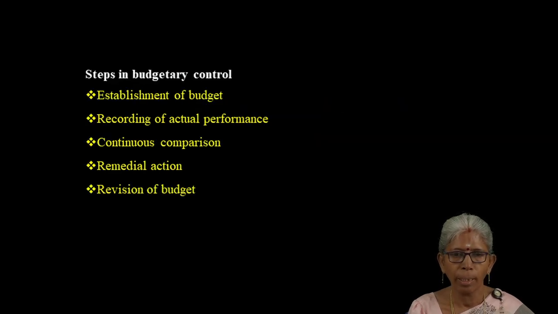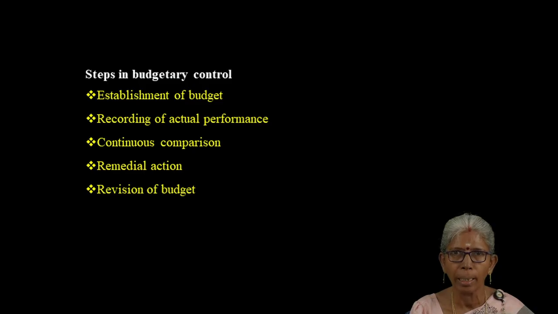Now we are seeing the steps in budgetary control. The first step is establishment of budget. Then recording of actual performance, continuous comparison, remedial action, and the last one, revision of budget. First, establishment means preparing the budget. Let us assume the budgeted production is 1000 units. Second, actual performance is going on. The actual production may be 900 units.